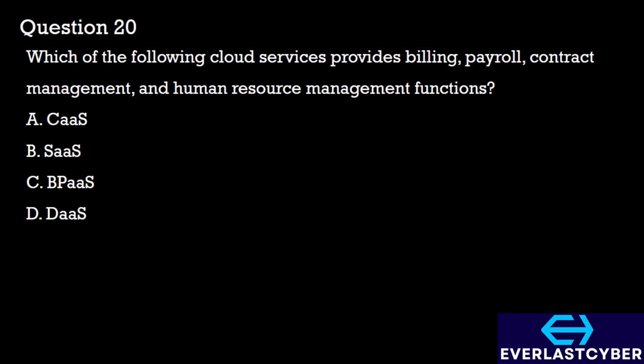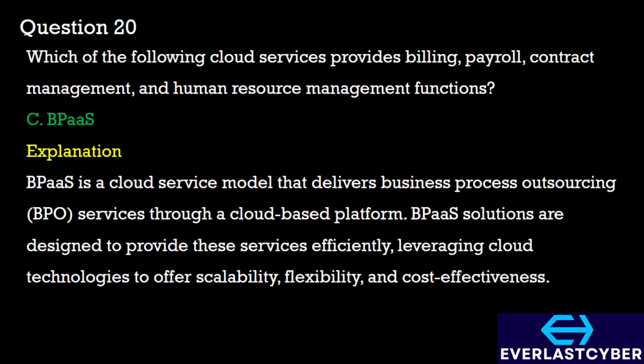SaaS, or Software as a Service, delivers software applications over the internet. It allows users to access and use software without managing the underlying infrastructure. BPaaS, or Business Process as a Service, is a cloud service model that delivers business process outsourcing services through a cloud-based platform. It can cover various business functions like billings, payroll, and contracts management, while Desktop as a Service, or DaaS, provides a virtual desktop infrastructure delivered through the cloud. So with respect to this question, we'll be going with option C, the BPaaS solution.